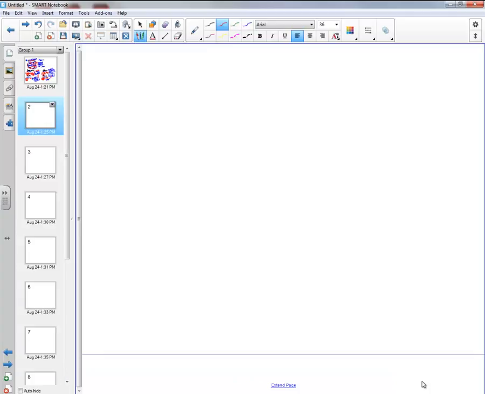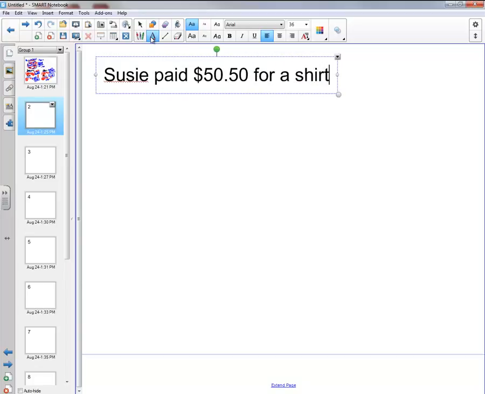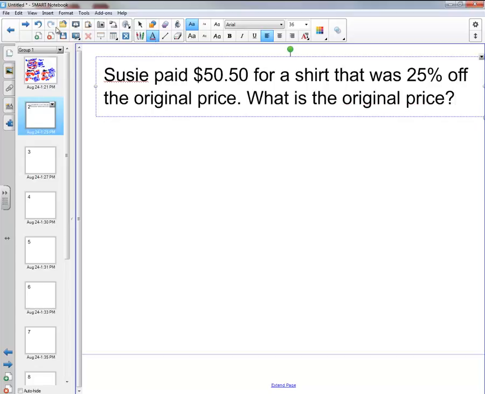Okay. Let's move on and look at a percentage, still part of a whole, but we're going to talk about a word problem. I'm going to type it up here. This one is Susie paid $50.50 for a shirt. That was 25% off. So we're looking for what was the original price.